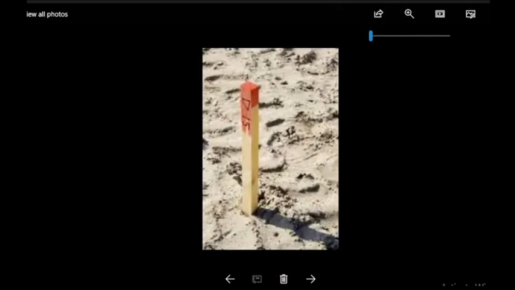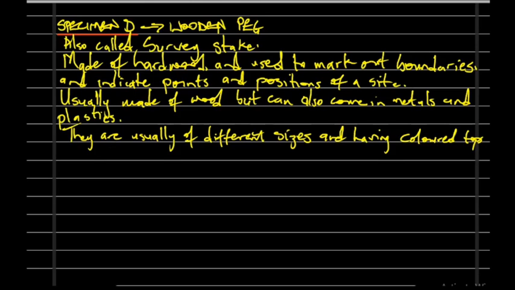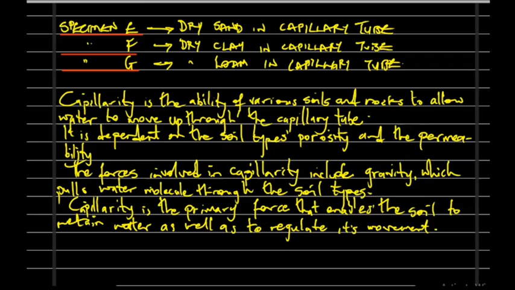So we move to the next specimen now, which is specimen EFG. Specimen EFG are a set of specimens. We have them as a set of soil samples. Specimen E is dry sand in capillary tube. We have specimen F to be dry clay in capillary tube, and specimen G is loam clay in capillary tube.